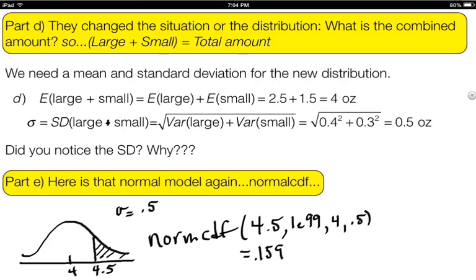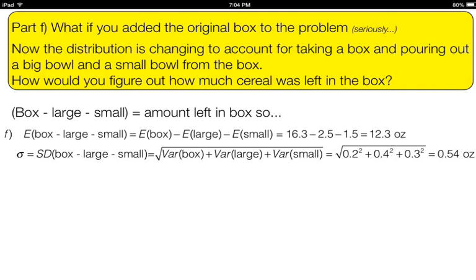But remember, the question itself in part E says, if the total amount follows a normal model. That's kind of leading you down the road. Here's a normal model, I want probability, right? Those are key words for use normal CDF, or use the z-table to find the area under the curve. Okay, let's go on to the last part.